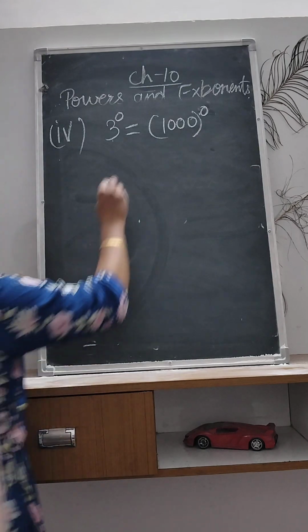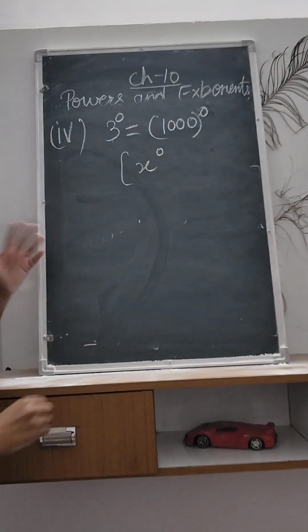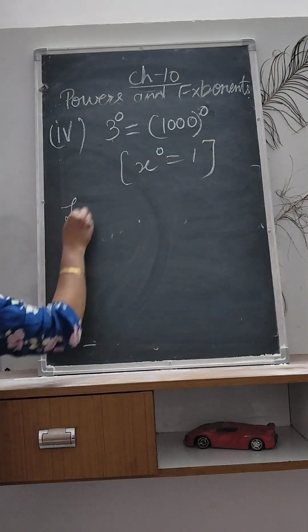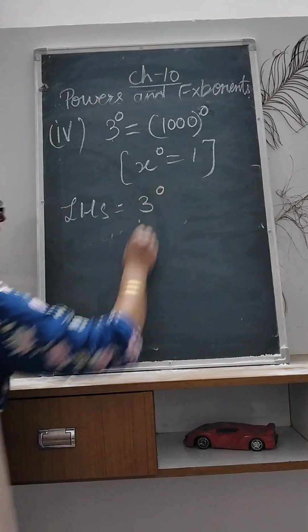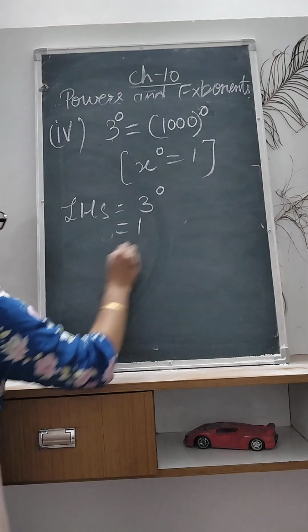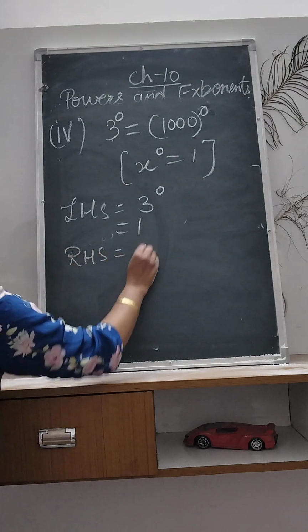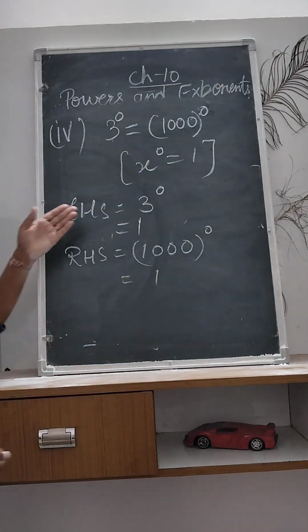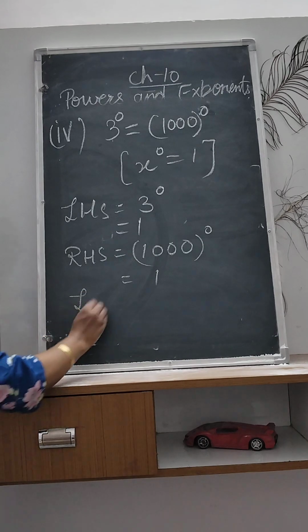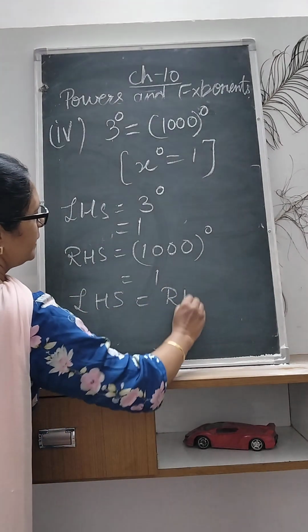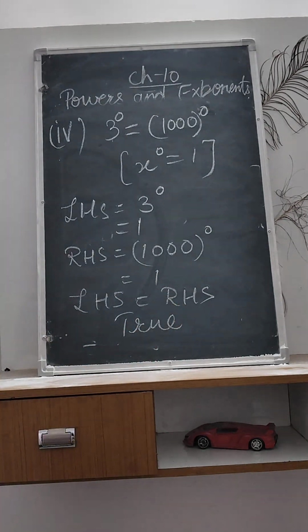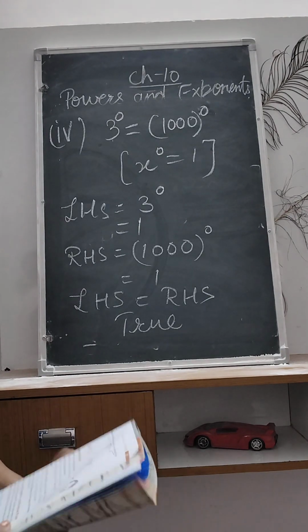Okay, here also, students, as I have told you one law, anything whose power is 0, the answer is always 1. Now left hand side, 3 raised to power 0, this law we will apply, answer is 1. Now right hand side is 1000 whose whole power is 0, again this law, answer is 1. So in both cases left hand side is equal to right hand side, so it is true. Okay, so in this way in exams you have to justify your answer.